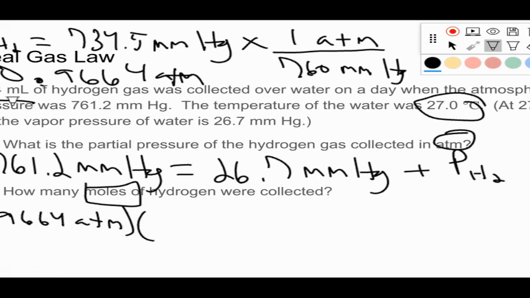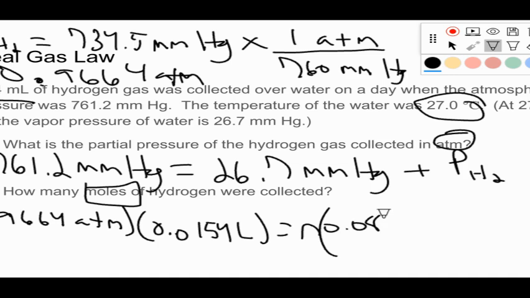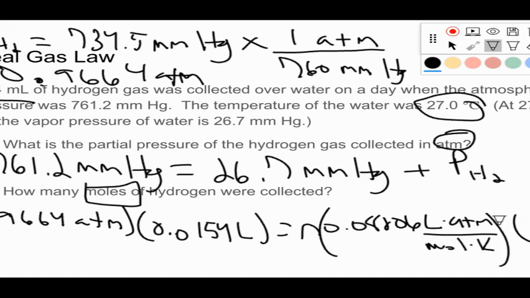My volume is in milliliters. You have to get really comfy with shifting between milliliters and liters. That's a really common conversion. So you're going to take 15.4 divided by 1,000. And so it's going to give me 0.0154. I'm solving for my number of moles. I'm going to use my gas constant. And my temperature is 27 degrees Celsius.